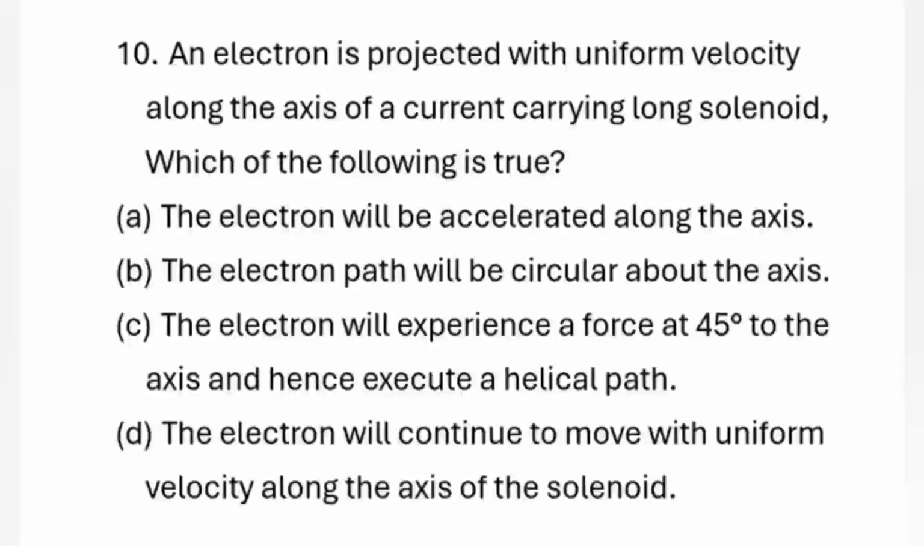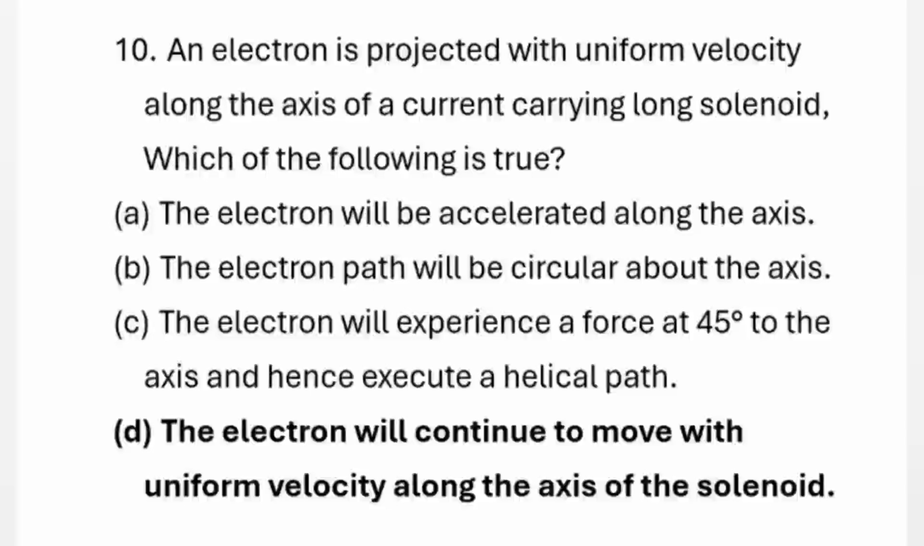Question number 10. An electron is projected with uniform velocity along the axis of a current carrying long solenoid. Which of the following is true? Option A, the electron will be accelerated along the axis. Option B, the electron path will be circular about the axis. Option C, the electron will experience a force at 45 degree to the axis and hence execute a helical path. Option D, the electron will continue to move with uniform velocity along the axis of the solenoid.